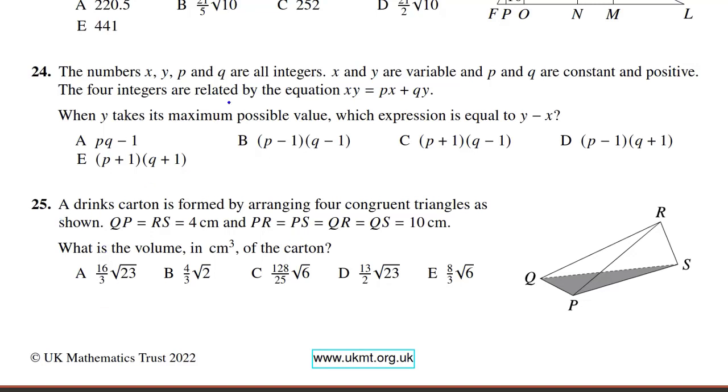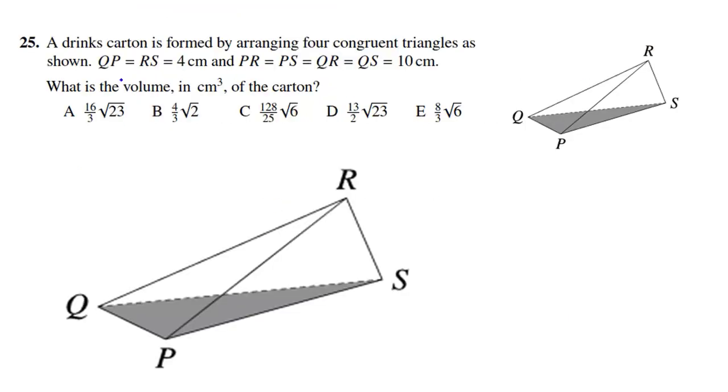Okay, problem 25. A drinks carton is formed by arranging 4 congruent triangles as shown. One here, one on top, one below. QP is 4 centimeters. Let's write the lengths on the figure. QP is 4, RS is 4 centimeters. PR is 10, PS is 10, QR is 10, QS is 10.